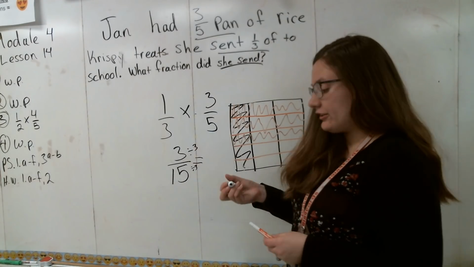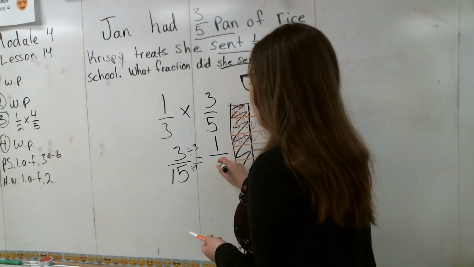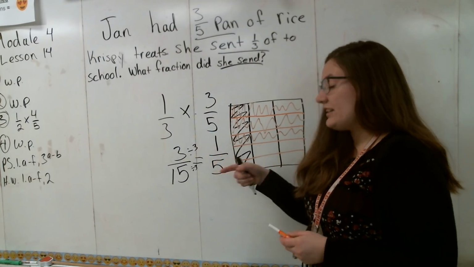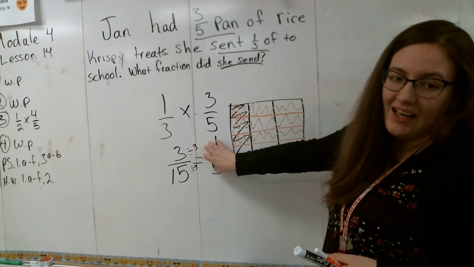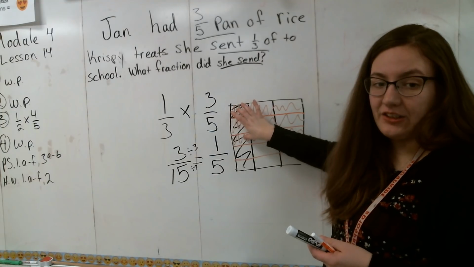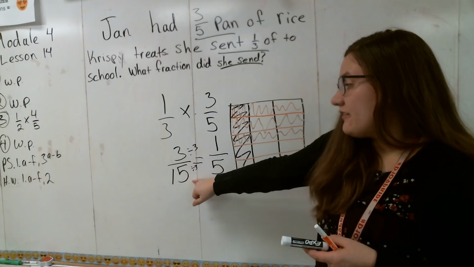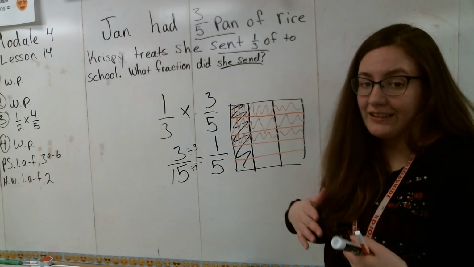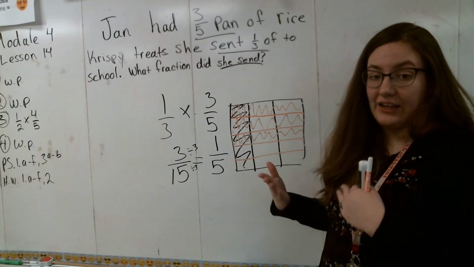So 3 divided by 3 is 1, and then 15 divided by 3 is 5. So my final answer for this problem is 1/5. Now, unfortunately, when you're doing the models, you can't really get the simplified answer out of that. So once you have the answer, like the 3/15 from your model, you have to check and think about what factors you can divide this by, and then get your final answer. So that's how some of these problems are going to work. Make sure you're thinking about those factors as you're doing the problems.